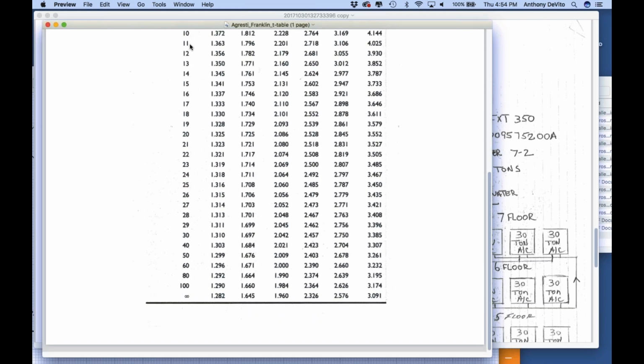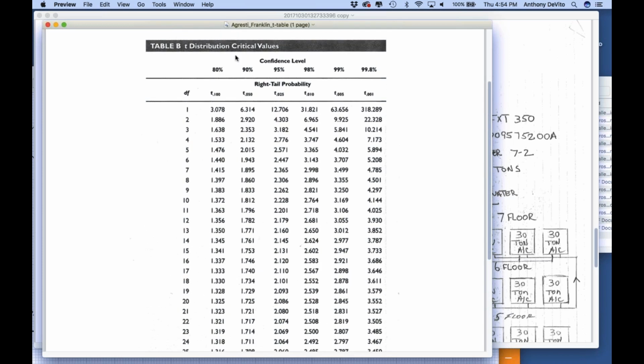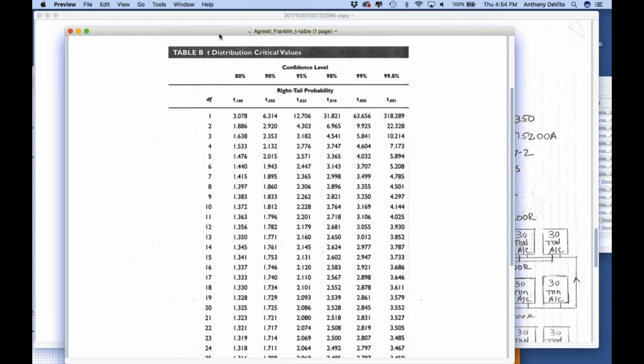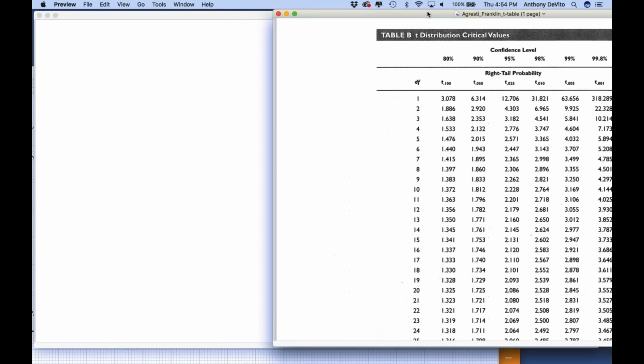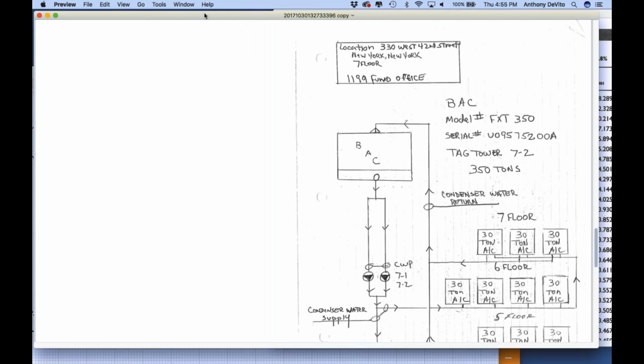Well, in fact, that's so large a sample that chances are it's not going to give us 63. The closest one it's going to give us is 60, so I'm going to use 60. And it appears that the t-value is 2.0. It's more than z would have been, 1.96, but it's going to make our interval a little bit wider.